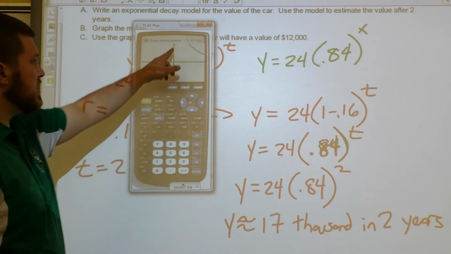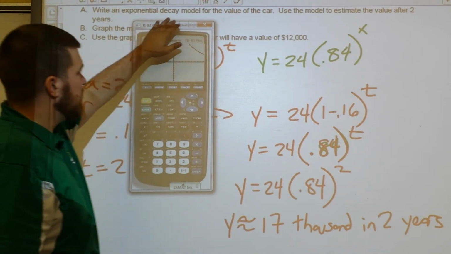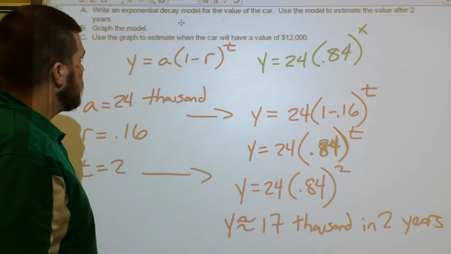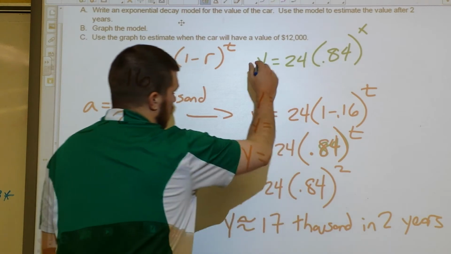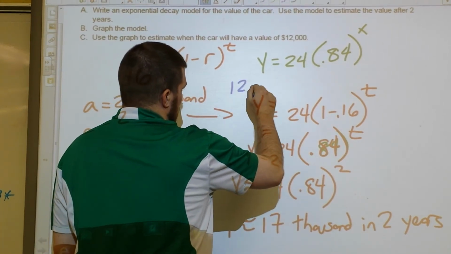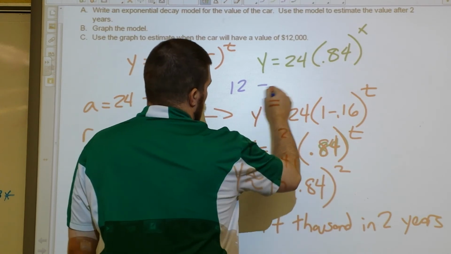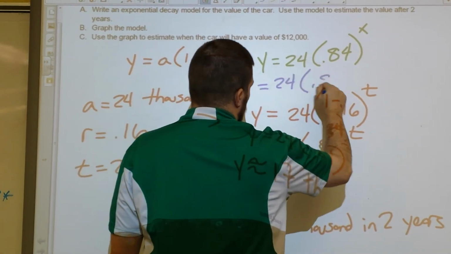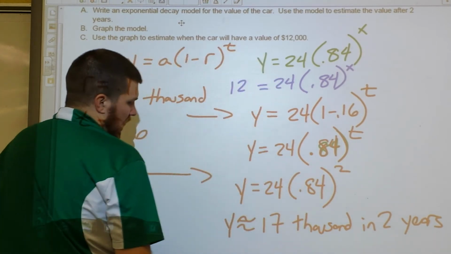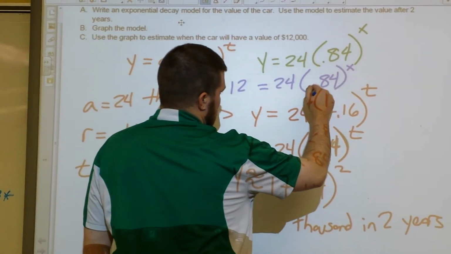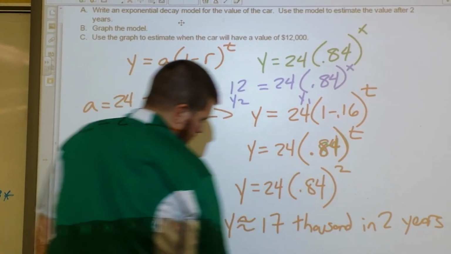And so what we can see is that the value of the car is decreasing over time, which kind of makes sense based on what we know is supposed to happen. And then we want to use the graph to estimate when the car is going to have a value of $12,000. So what is our final amount of money? So again, it's $12,000. So I'm just going to put in 12 equals 24.84 to the x power. And just like we did before, we already have this side as Y1, so I'm going to put this side as Y2. So now let's graph.